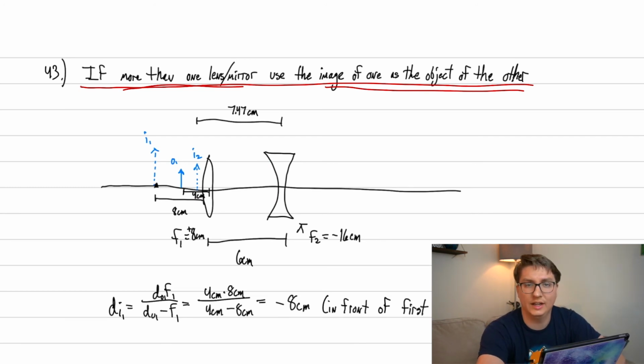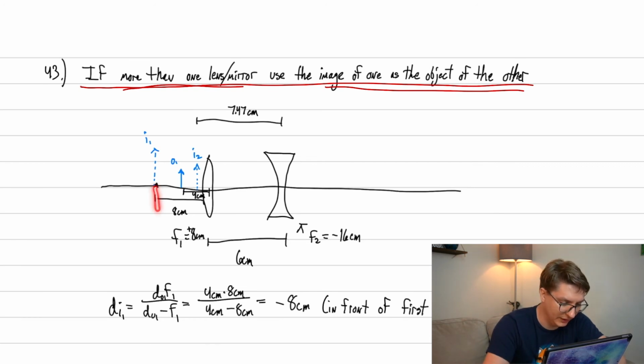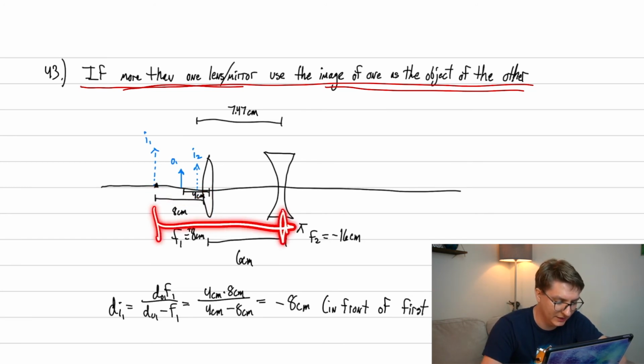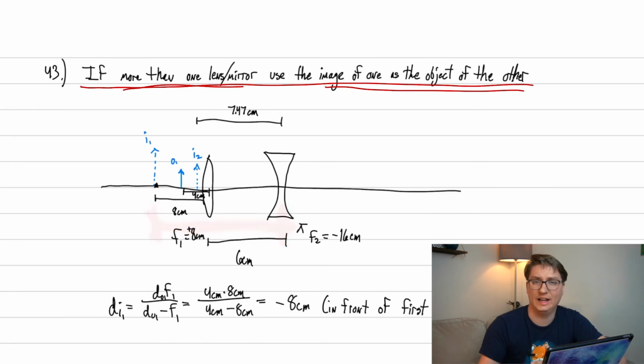Or lens and a mirror, just feed the answer to one in as the input of the other one. Now, you've got to be careful. We're going to get distances in terms of the first one if we do the problem that way, but when we input to the second problem, we need to use the distance of that lens or mirror, or whatever we're going to use.